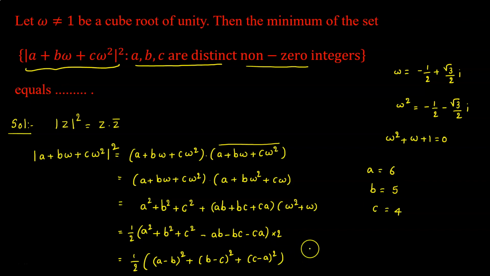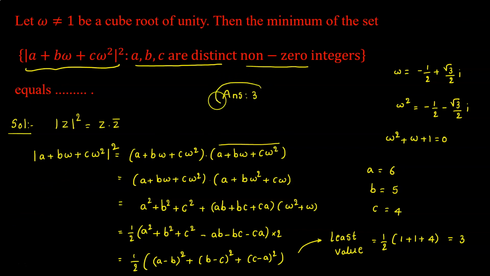So the least possible value of this is going to be half of 1 plus 1 plus 4. By observation we can see that this is the least possible value, so therefore the answer is 3. So the final answer to this question, the minimum possible value, is 3.